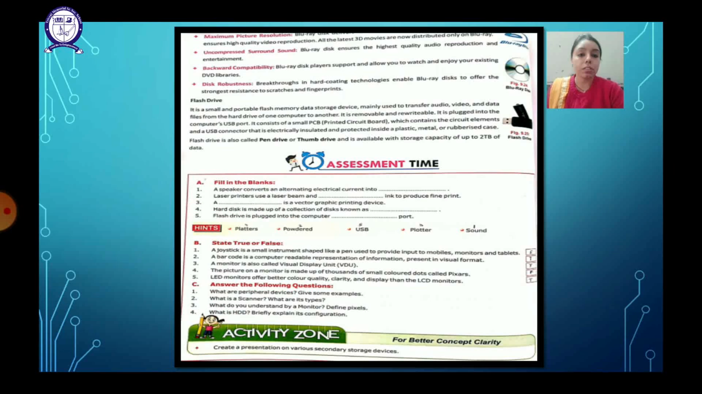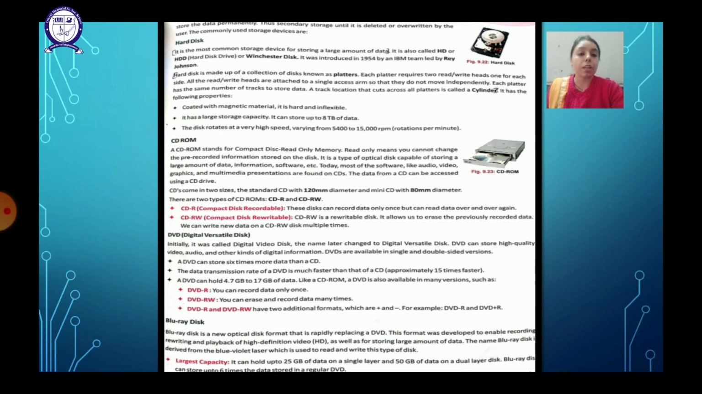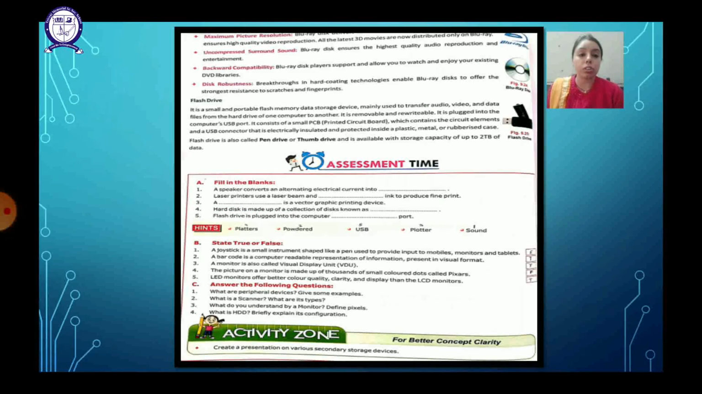Next we have, what do you understand by monitor? Define pixels. Monitor is an output device which shows the soft copy on the screen, and it comes in various sizes. There are different types of monitors like CRT monitors, LCD monitors, LED monitors. And what are pixels? Pixels are the small dots which you see on the screen, and if you want clearer pictures, the pixel ratio should be high.